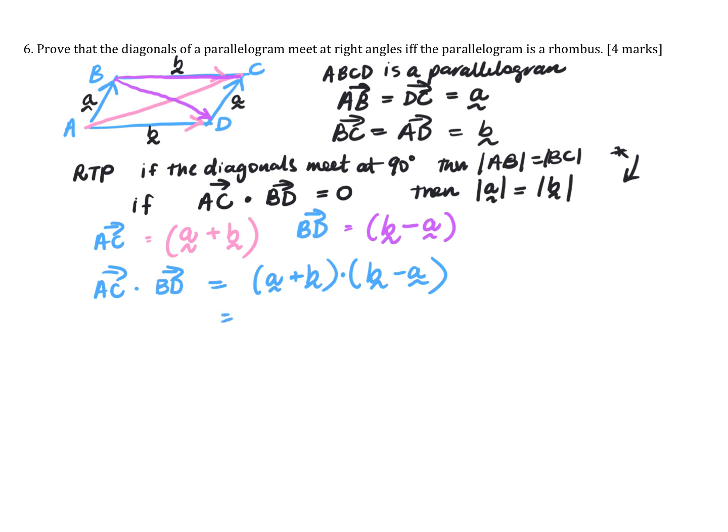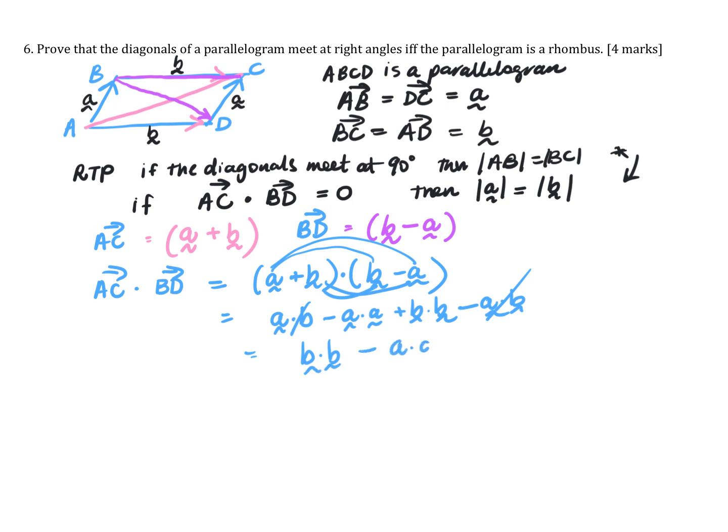I'm just going to FOIL that out now. A dot B minus A dot A plus B dot B minus A dot B. That one and that one will cancel, and what I've got left is B dot B minus A dot A. Now you'll remember that B dot B is equal to the magnitude of B all squared, and same with A dot A. So let's just change it to that.